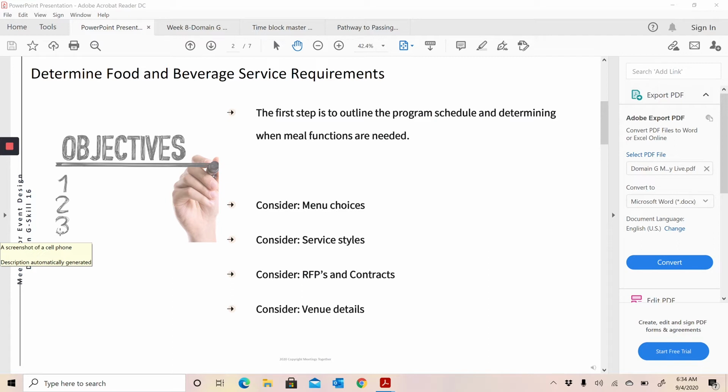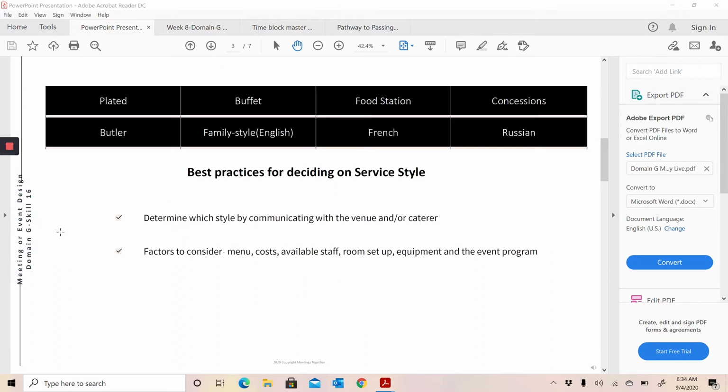And then consider venue details. This is if you're having the event off-site, things like that. And then the staffing ratios, the 1 per 20, and then your guarantees and things like that. So we'll dive a little bit more into that. So again, these were the different service styles. You want to make sure you know all of these different styles and what makes each unique.